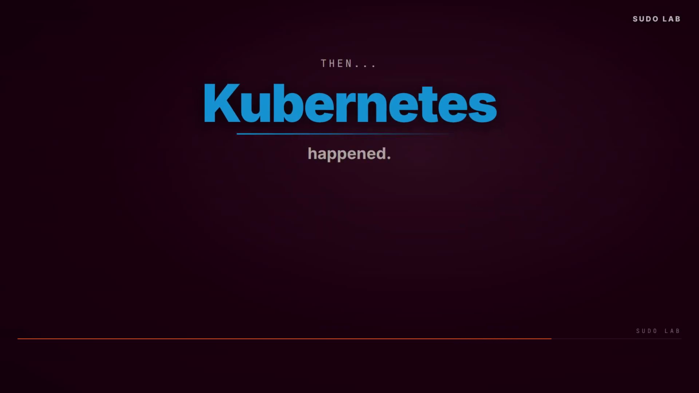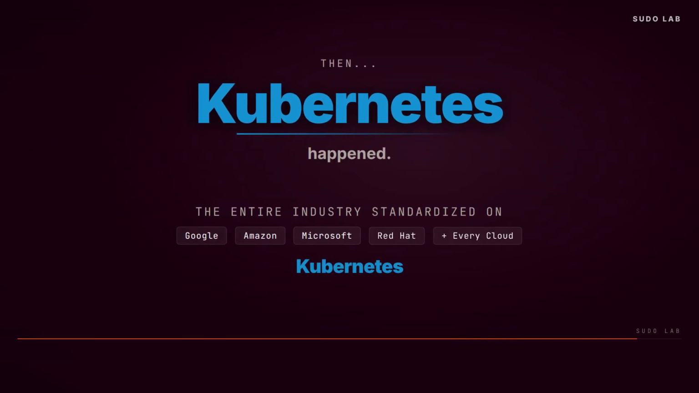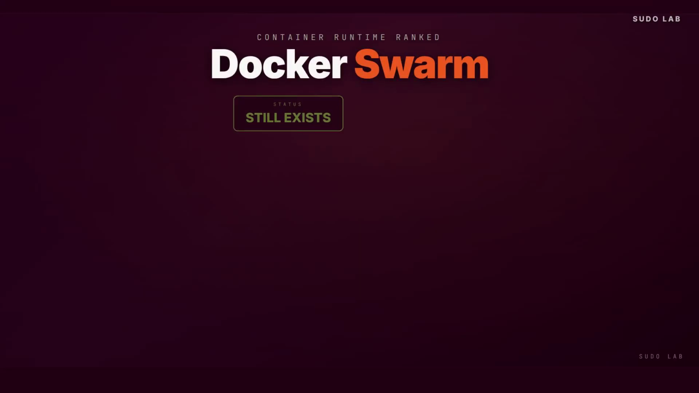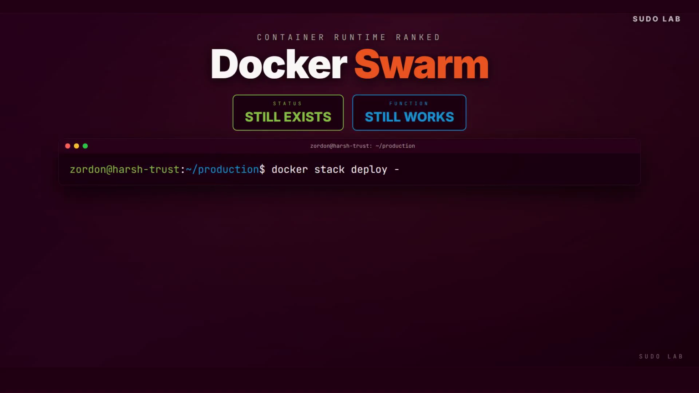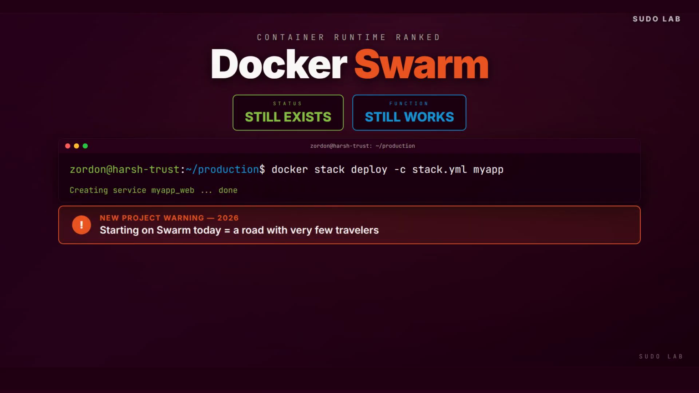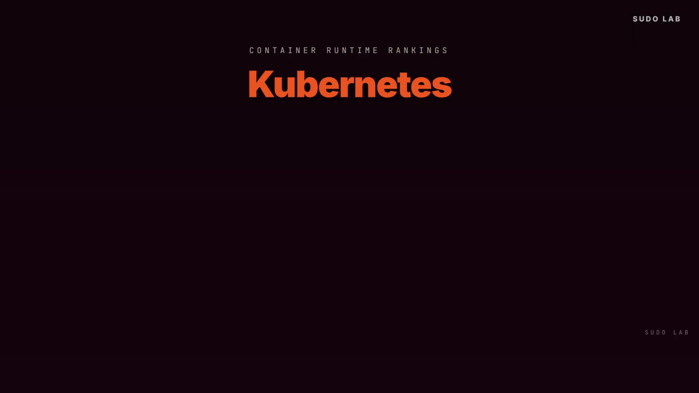The problem is, Kubernetes happened, the entire industry standardized on Kubernetes, and Swarm got left behind. It still exists, it still works, and there are still small shops running production workloads on it perfectly happily. But if you start a new project on Swarm in 2026, you're choosing a road with very few other travelers on it. Which brings us to the top of the lineup.